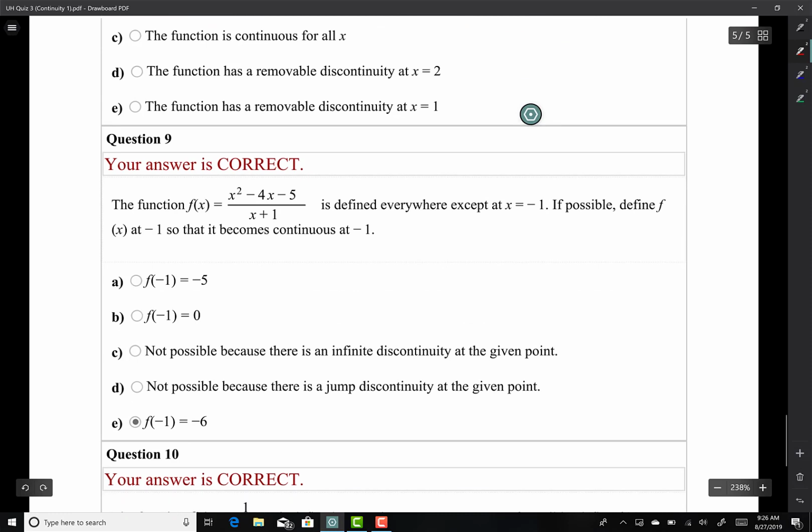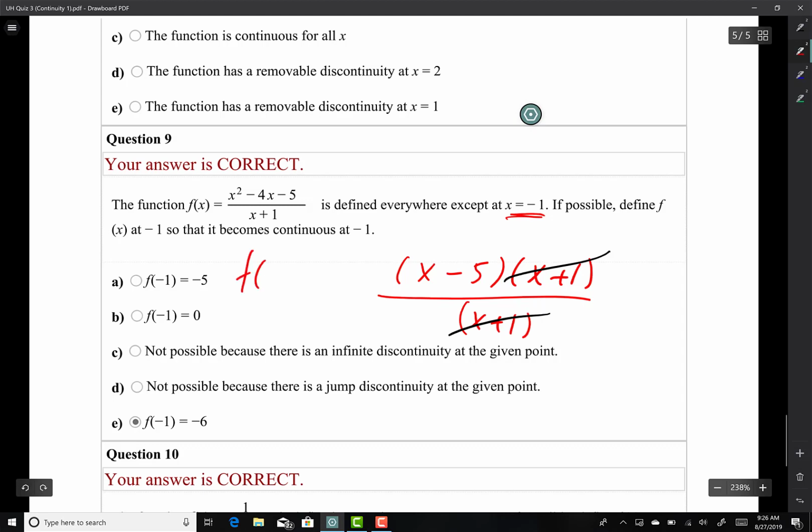The function f of x equals (x squared minus 4x minus 5) over (x plus 1) is defined everywhere except negative 1. That's duh because you can't plug in negative 1. So they want you to define f at negative 1 so it's continuous. So factor it out, guys. (x minus 5)(x plus 1) over x plus 1. Notice they cancel out. So now that they canceled out, my limit, f of negative 1, is negative 1 minus 5, which is negative 6. So if you just put a point, (negative 1, negative 6), you'll be continuous.